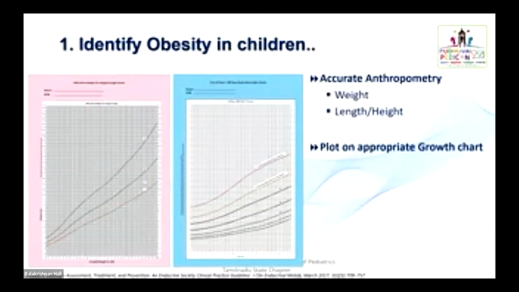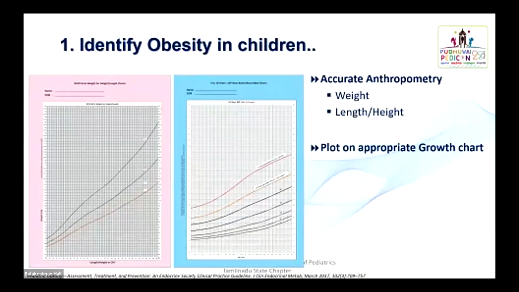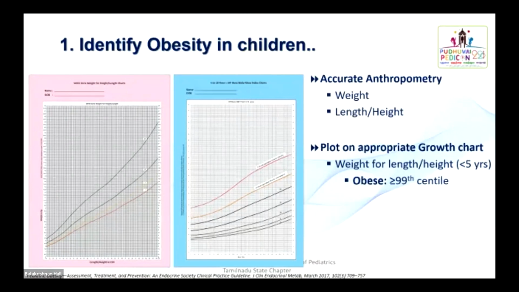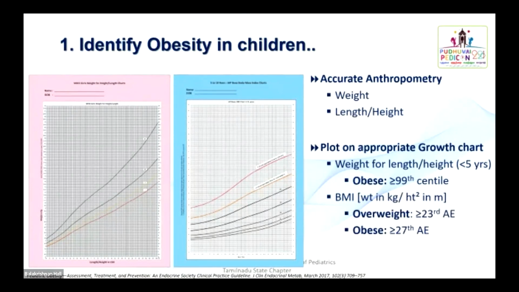We are all aware of IAP growth charts for girls and boys between 0 to 18 years. The chart I have put up on the left side is the weight for length or weight for height chart for children below 5 years of age, wherein any value beyond the 99th centile is considered abnormal. On the other side, the chart is a BMI chart where any value beyond 23 adult equivalent is considered overweight, and beyond 27 adult equivalent is considered obesity.